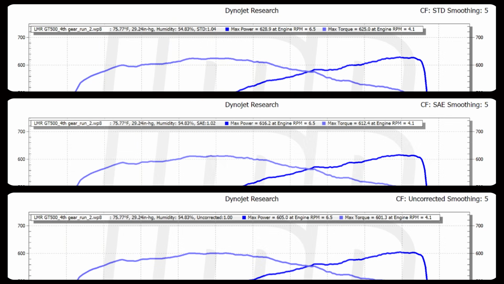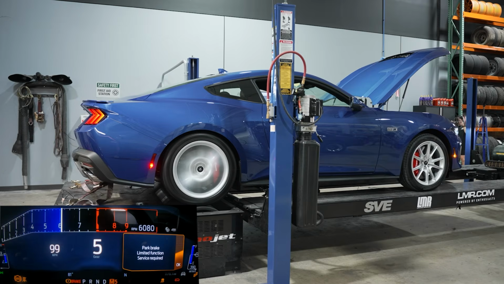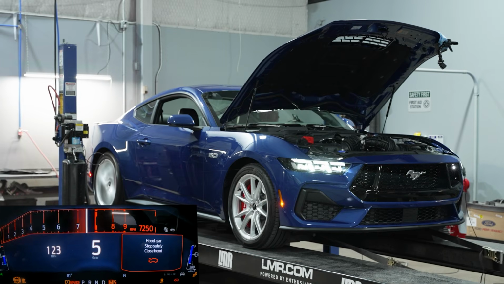So you tell me, is a dyno operator gonna tell you, oh shoot, your car made 605 horsepower, 601.3 pound-feet of torque, or is he gonna select standard correction factor and tell you, shoot man, your car's making great power, 628.9 horsepower, 625 pound-feet of torque. So there you go, probably a little silly, but I get it. Who really cares at the end of the day? But I think it's worth the knowledge, all right?